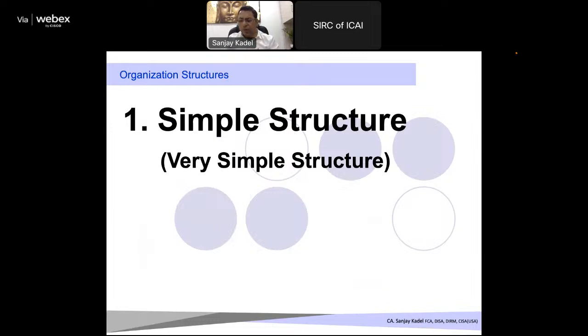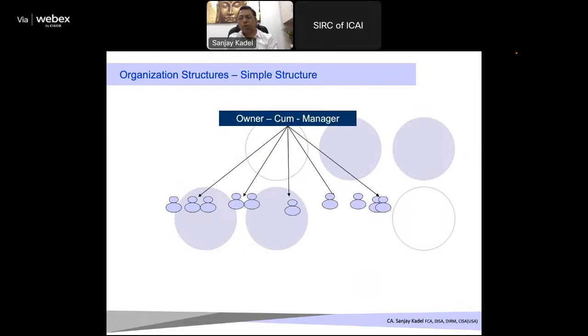Simple structure means it is actually very simple structure. This is how it looks. There is an owner cum manager and there are employees to assist this owner cum manager. This is in fact a very simple structure. So what happens in this type of organization structure? In a typical very small proprietorship type of organization, you can observe this kind of structure.